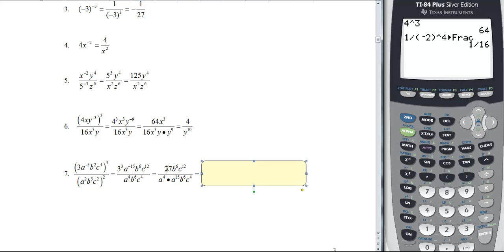Let's see, I'm going to have 27 in the numerator. My a's, I'm going to have a to the 19th in the denominator. The b to the 6th is going to cancel. My c's, I'm going to end up with c to the 8th in the numerator. So let's see, 27 c to the 8th over a to the 19th. And there it is.